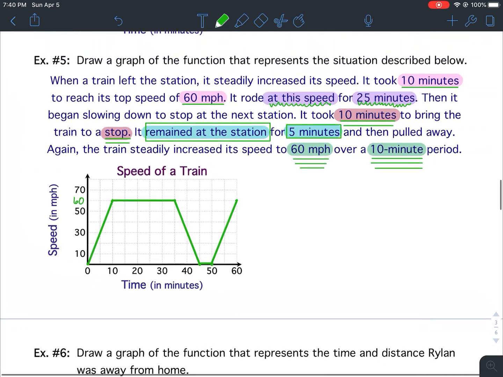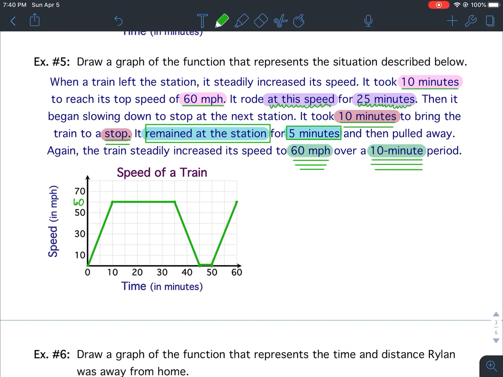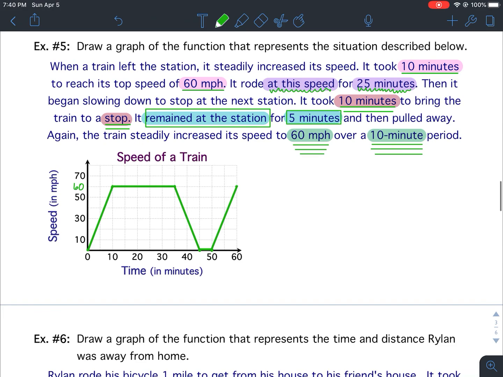And that is our graph of the situation. So what you need to do when doing this problem is break it down, do one part at a time, and then graph your points. If you have any questions, let me know.